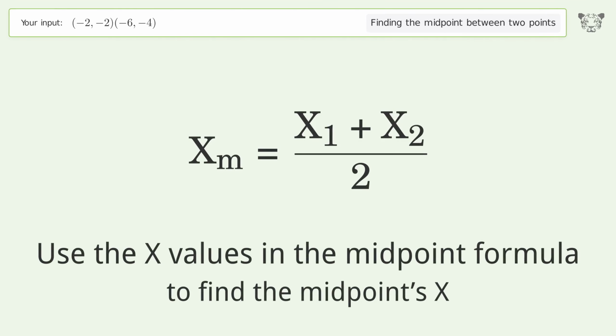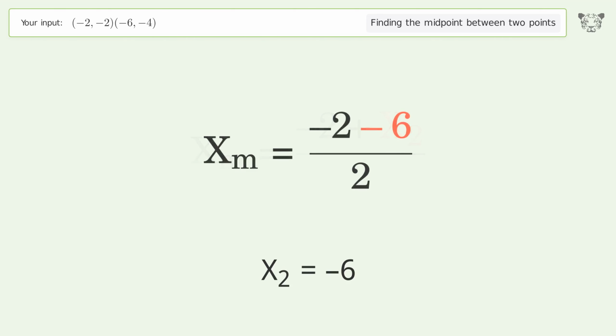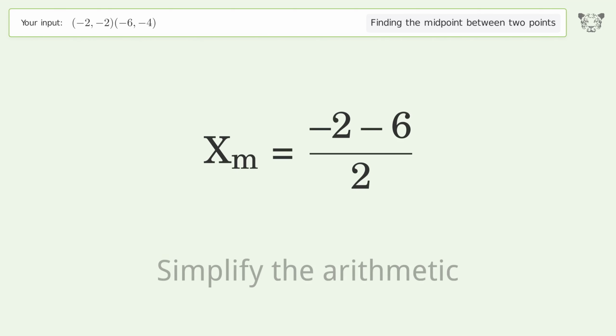Use the x values in the midpoint formula to find the midpoint's x. x1 equals -2. x2 equals -6. Simplify the arithmetic.